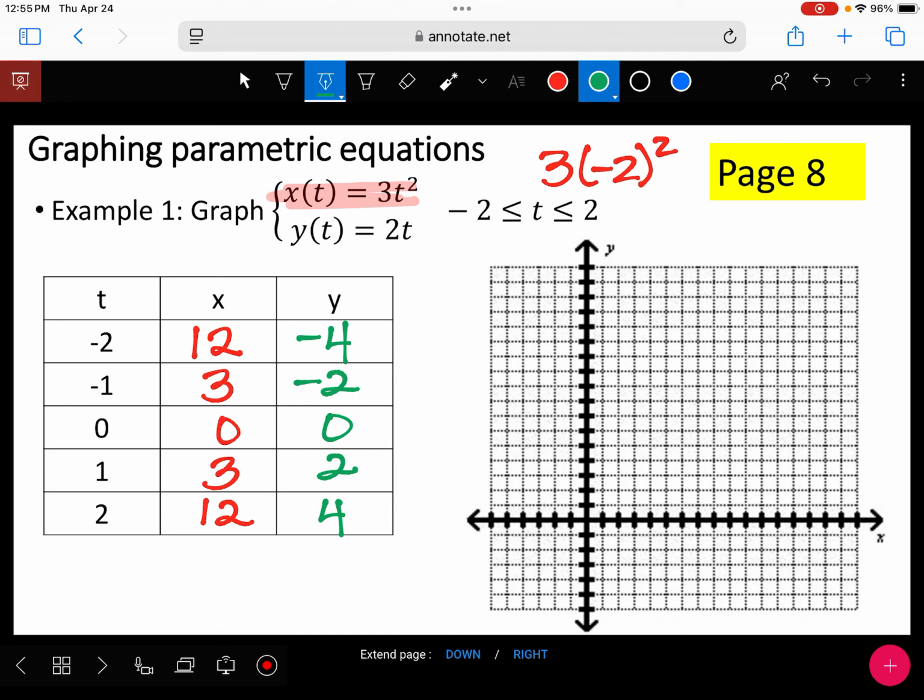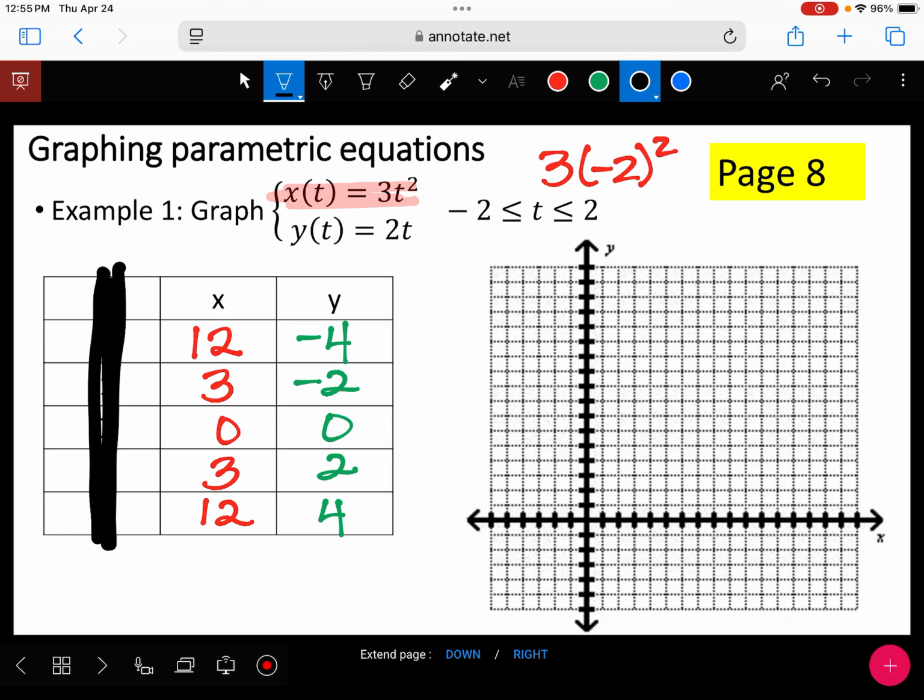All right, so that's what you should have. Who has that? So now to graph it, we take away this column. This column goes away, and you're going to graph your x and y. Go ahead and graph x and y. I'm going to put a point starting at -12. X is -12. Put a point at -12, -4. So 5 points. Graph all 5 points on your coordinate plane.